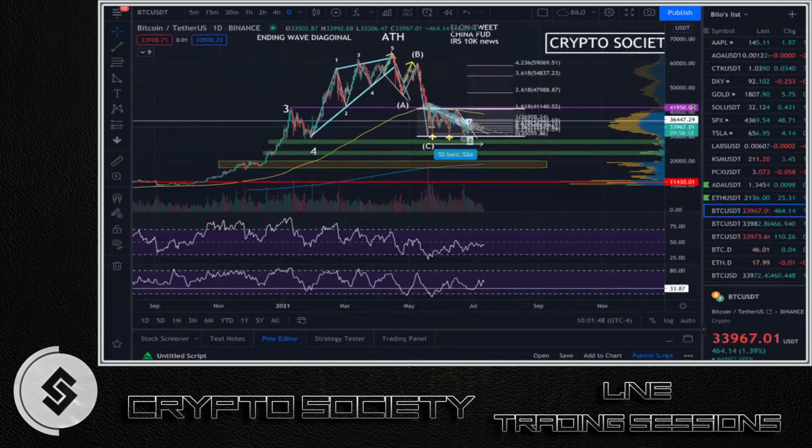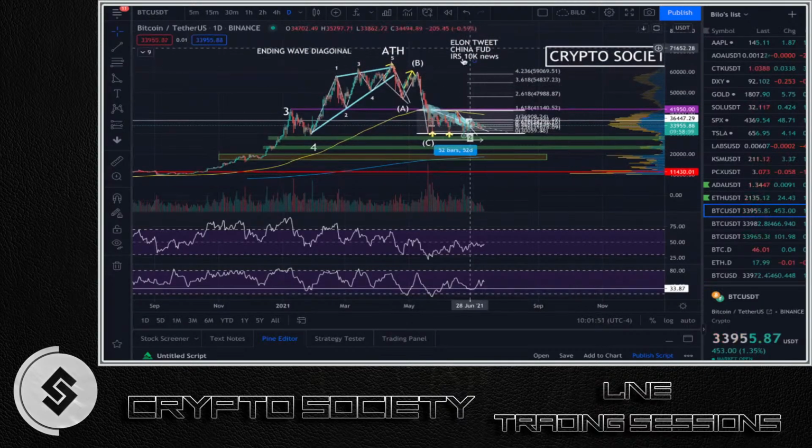This happened to coincide with, or if not coincide with, maybe was a result of, the Elon tweet saying that Tesla will no longer be accepting Bitcoin. Then there was the news coming out of China with regards to the miners, and finally the IRS 10K reporting news. Regardless, we did see this ending wave diagonal, which many of us chose to ignore because we were all in a very bullish mood, and there was a lot of opium in the market, and everything was going up without ever coming down. The result was this ABC correction, which was a perfect 1.618 Fibonacci extension.